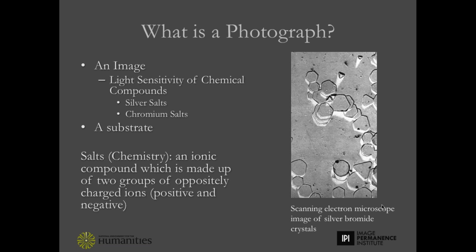So photography is chemistry. An image is formed due to a chemical reaction between certain chemical compounds and light. In the 20th century, silver salts, also known as silver halides, are the most common chemical compounds used. The light sensitivity of chromium salts are also used. So this is sort of what is a photograph. It's an image formed through the use of light-sensitive chemical compounds.